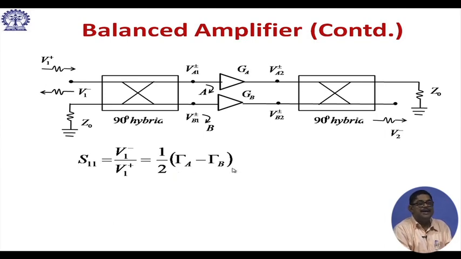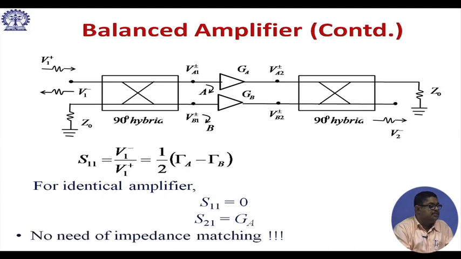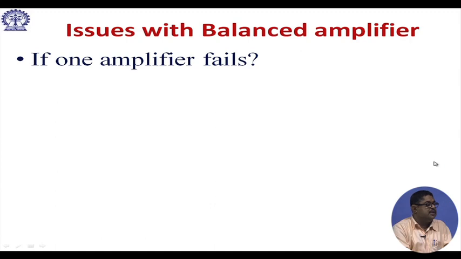Now, if gamma A and gamma B are the same, we are getting no reflection. So, no need of matching circuit etc., it is always matched here. For identical amplifier, S11 is 0, S21 is GA, we have already seen that previously. So, no need of impedance matching. It is an elegant concept, this balanced amplifier. Only thing is you are required to have 2 transistors for this.